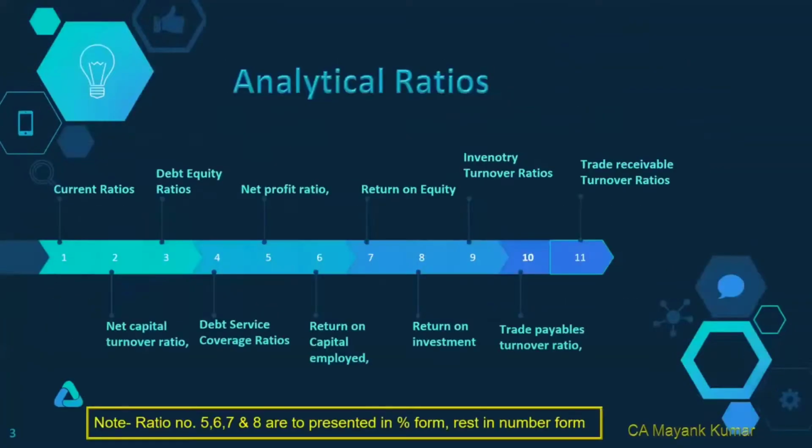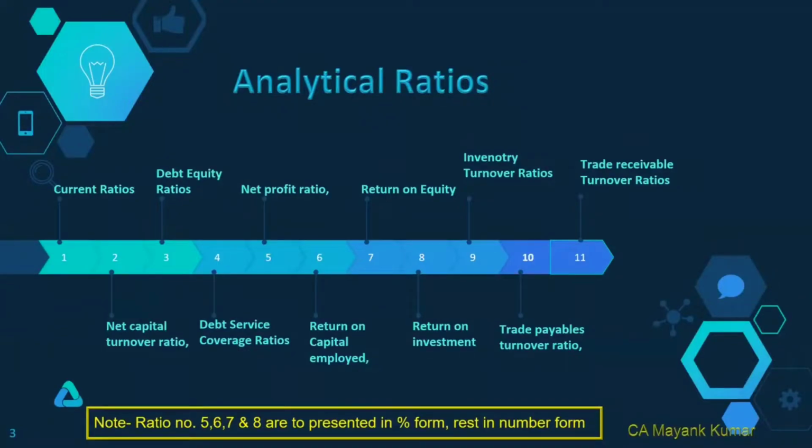So let us start our discussion with a look at the 11 ratios that are to be presented. These are the ratios: the current ratio, debt equity ratio, net profit ratio, return on equity, inventory turnover ratio, trade receivable turnover ratio, net capital turnover ratio, debt service coverage ratio, return on capital employed, return on investment, and trade payable turnover ratio.